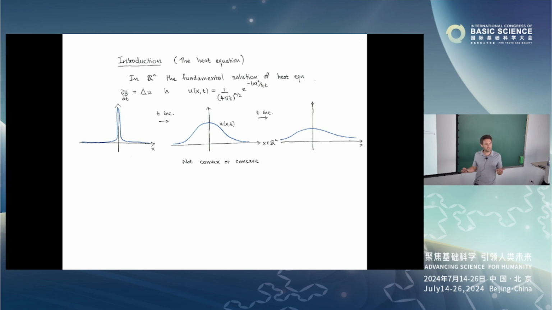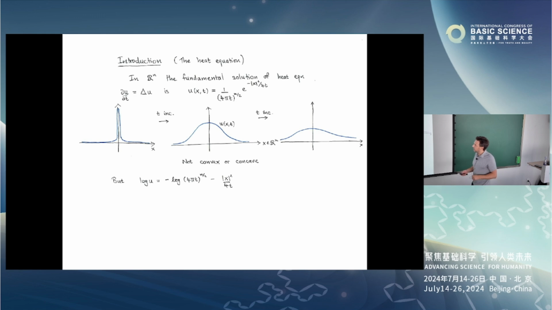So this is a talk about convexity and concavity, and you may notice that this function is neither convex nor concave. And indeed, any function which is positive and is decaying at infinity is not going to be globally convex or concave. On the other hand, we can take the log of this function, and we get minus log of (4 pi t) to the n over 2 minus x squared over 4t. And then if I think of this as just fixed t and think of this as a function of x, it's just minus x squared, essentially. And so this is a concave function in x. So we see that this fundamental solution satisfies the condition that its log is concave, and we say that u is log concave.